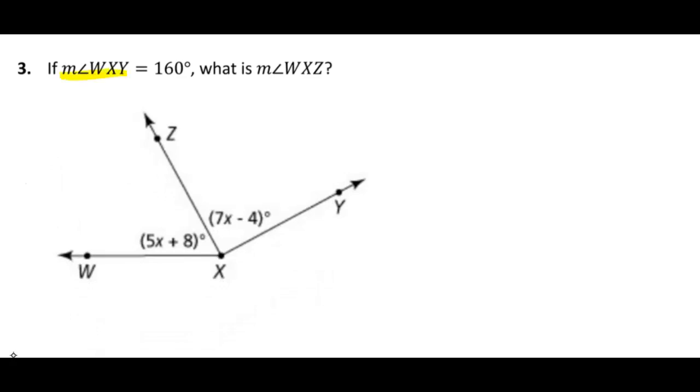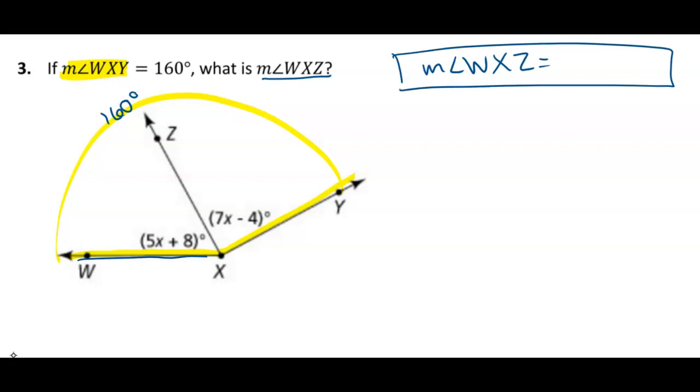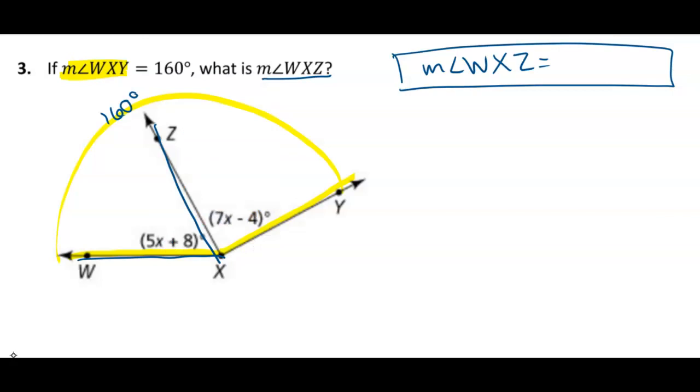On the next one, they're giving us the measure of angle WXY, WXY. So the bigger angle is equal to 160 degrees. And we want to know the measure of angle WXZ. So WXZ is that angle right there, but we need to know what the value of x is. So using the angle addition postulate, let's go ahead and set up our equation.